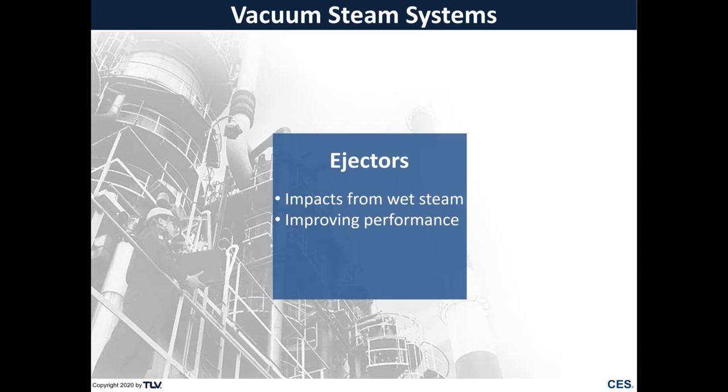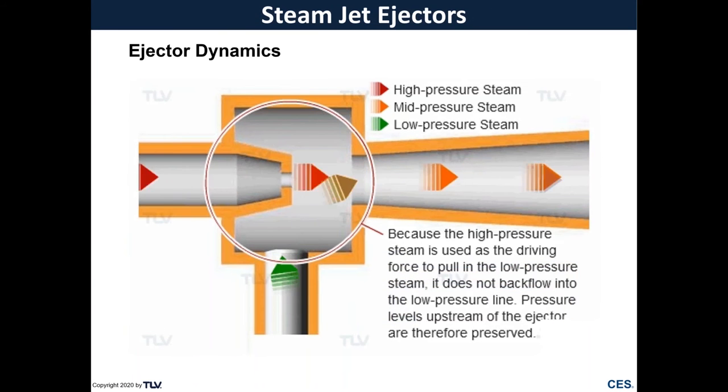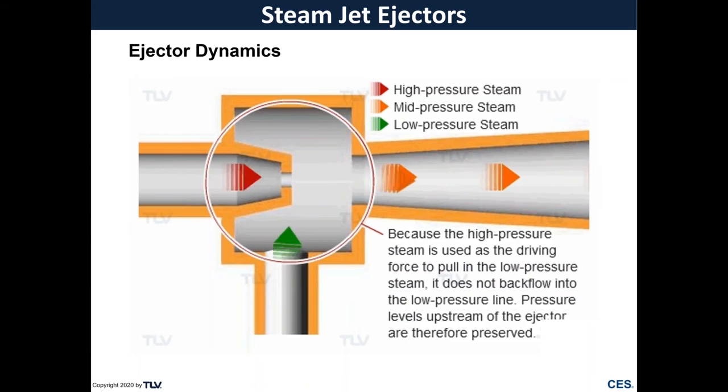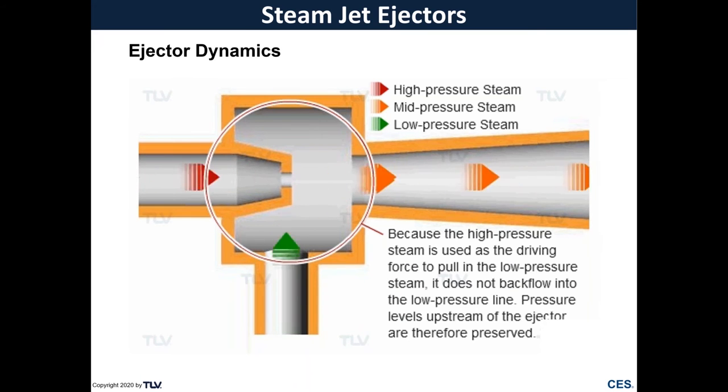Before we get into specific applications, we should first discuss the primary equipment used for vacuum steam systems, the ejector. The steam jet ejector, or simply steam ejector, is the most essential and critical component of a vacuum steam system. Why is this? In this animation, a high-pressure steam flow is passing through a nozzle at high velocity to create a suction force, which pulls in a steam or other gas flow at low pressure, at which point the streams mix to form a mid-pressure flow downstream.